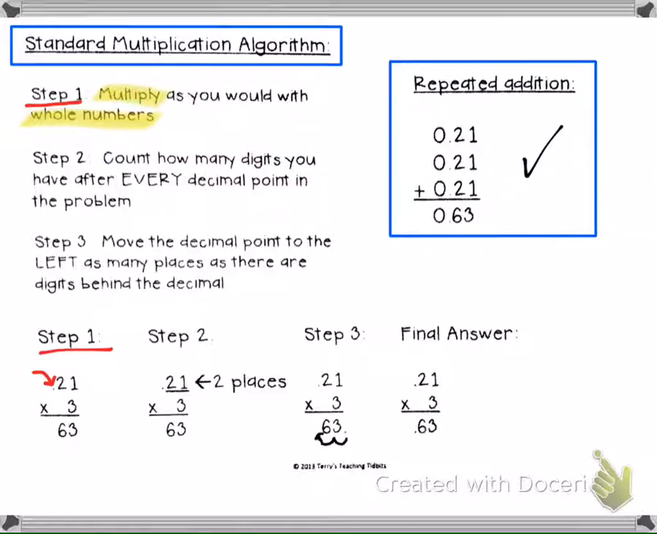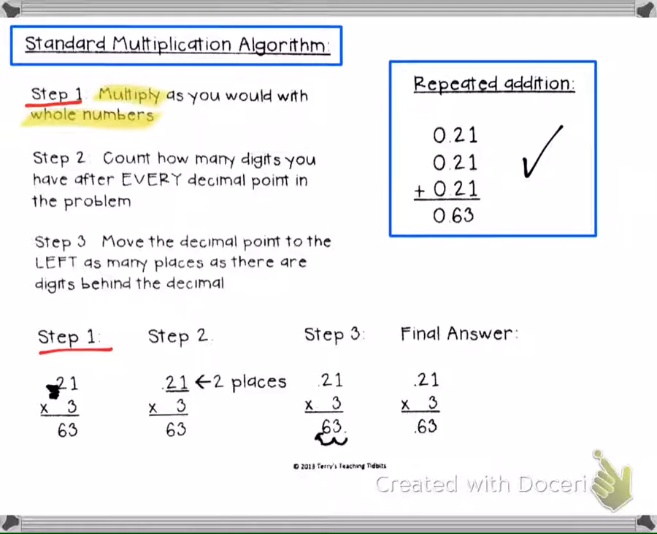Notice that step 1 says multiply as you would with whole numbers. Whole numbers do not have a decimal in front of them, so we're going to pretend that that little decimal there is not there. I'm going to scratch it off right now so you can kind of forget about it.